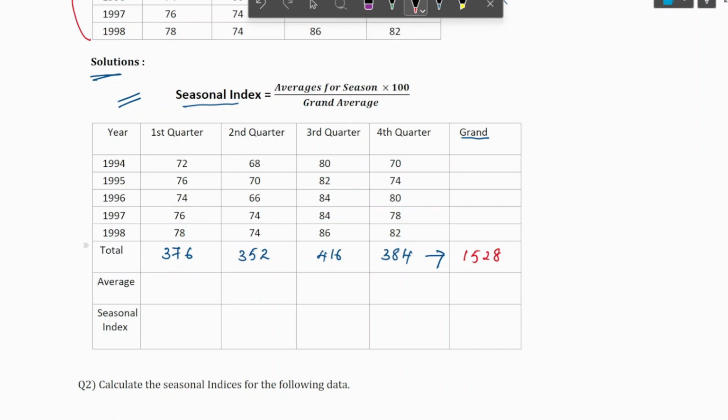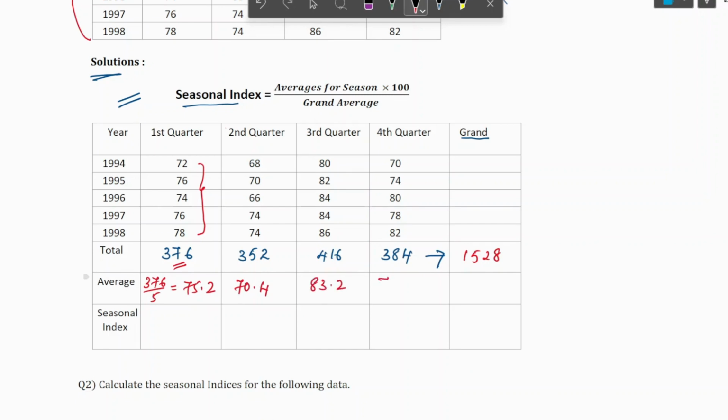1528. Now here we are going to find the average. Average of what? Average of 376. See here, we have added how many values? 5 values. Therefore, the average is going to come this way, 376 divided by 5. You can write the answer directly, that is 75.2. Next one, same way, 352 divided by 5, that is 70.4.